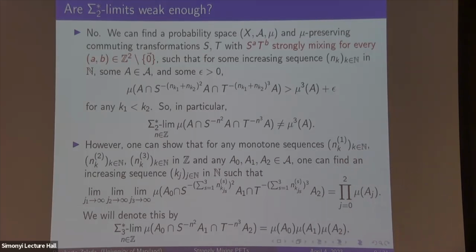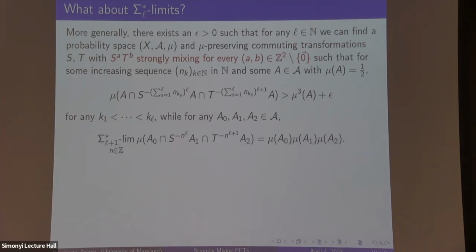All right, so now this was sigma 3. Sigma 3 is here. So now we have a pattern. Now what happens if we have sigma L star limits, which are defined in a similar way? We can always find a measure preserving system and different commuting transformations S, T, V, which are strongly mixing for any i, and a set A in the sigma algebra, and a sequence n_k in N with a similar property, that they are far away from independence. So it doesn't matter how large L is, we can always find examples that are far away from independence. As you can see, the degree of the polynomial is important. Here we have this polynomial to the L, here we have this polynomial to the L plus 1. Now, the good news is that when we take the sigma L plus 1 star limit of these particular systems, we get independence.